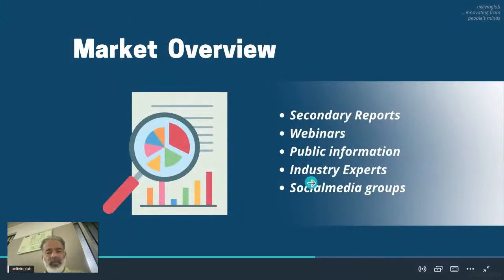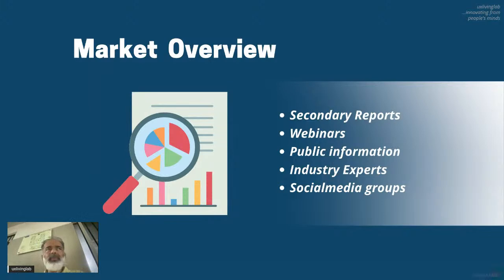The next is market overview. What is it? You have to build a general idea about the market. That is mainly talking about secondary reports. There are a lot of secondary reports available for your product, so you can watch the secondary reports. Then you have to attend webinars. A lot of webinars are conducted related to your industry. You have to watch the webinars to get a market overview.